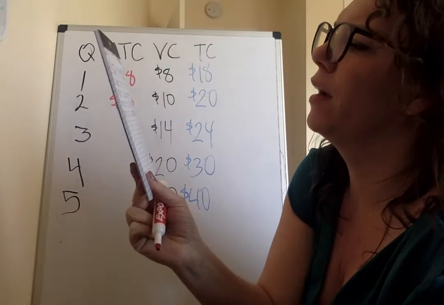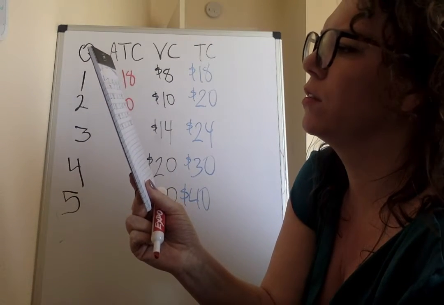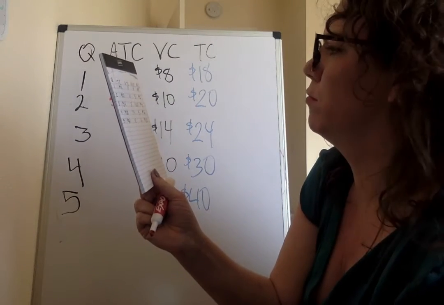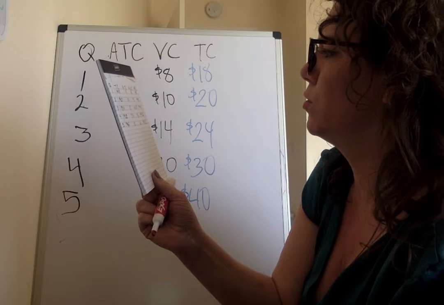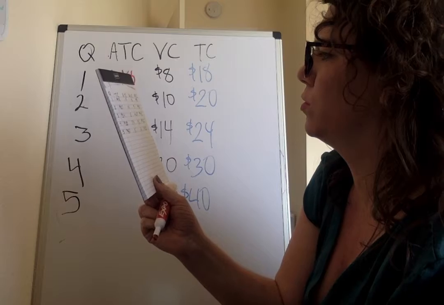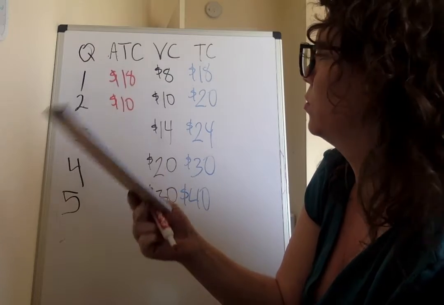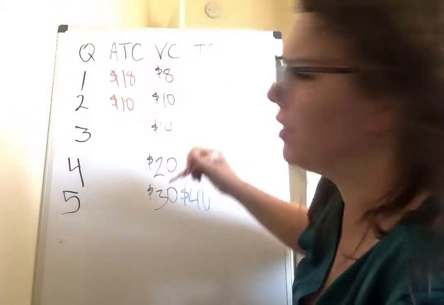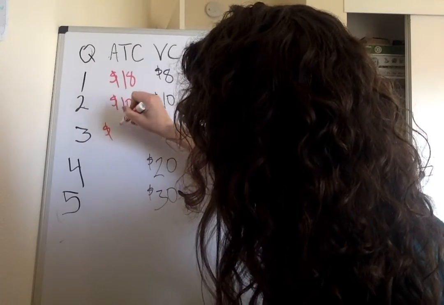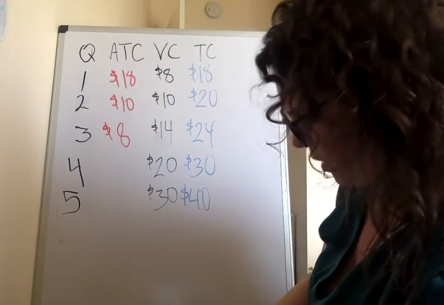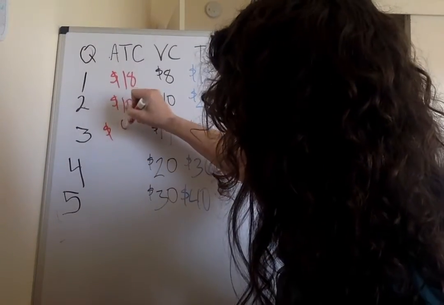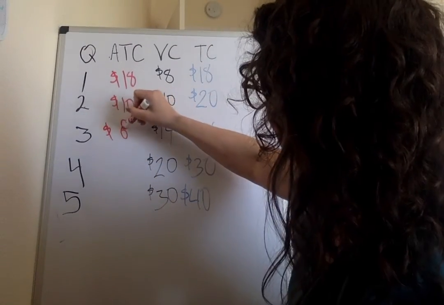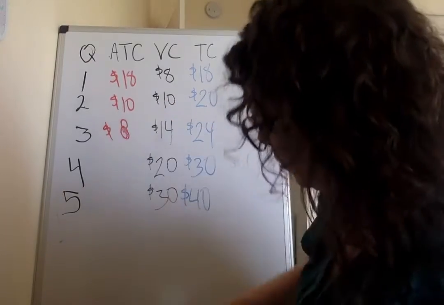I already calculated it, didn't I? Maybe I didn't. Oh, yeah, I did. 8. Duh. Sorry. Oh, that's the worst 8 I've ever drawn in my life. Okay. That's even better. Okay. Sorry.